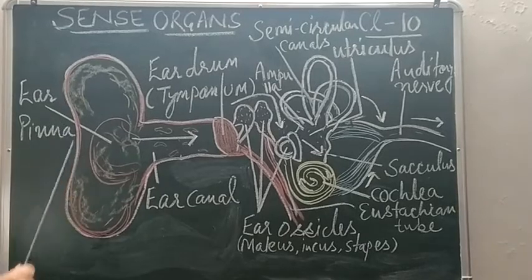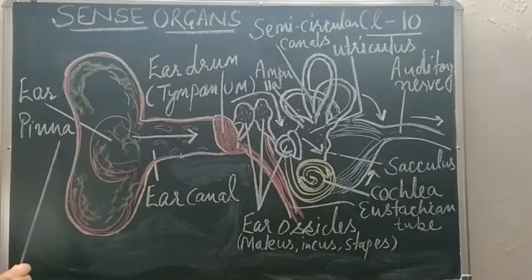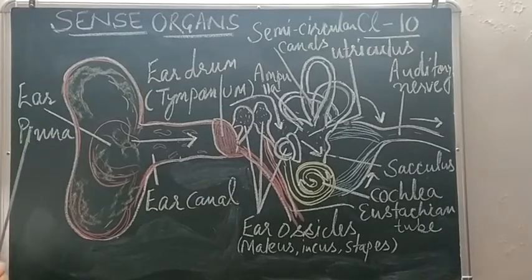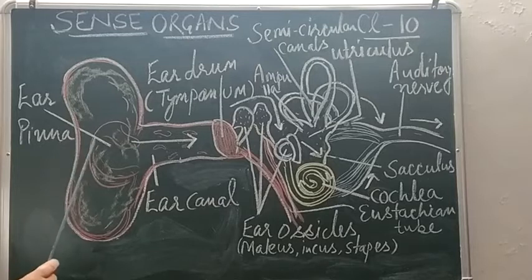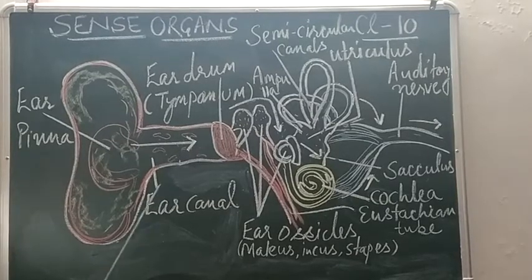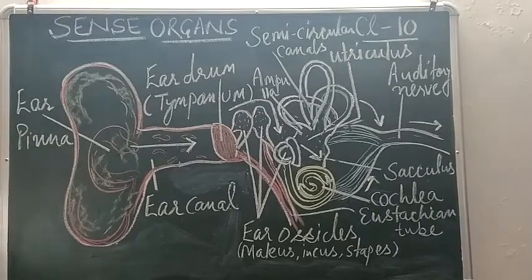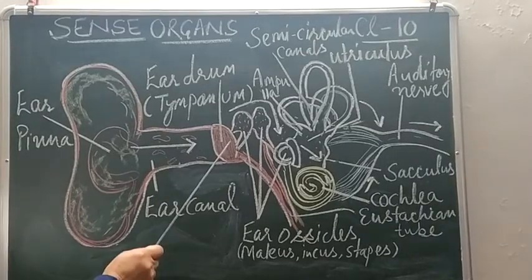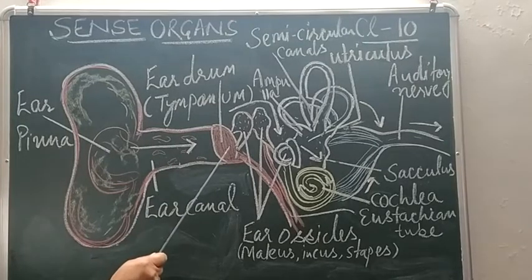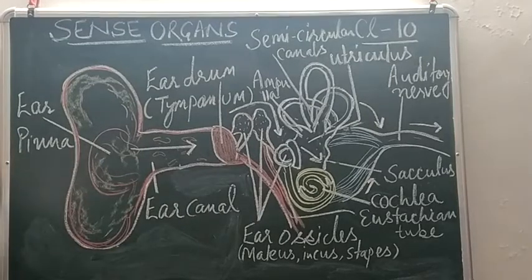First of all, see this outer ear. This outer or external ear is called the ear pinna. The ear pinna receives sound waves and conducts them to the auditory canal. This is the ear canal or auditory canal. After this, the sound waves strike the eardrum, and the eardrum starts vibrating.